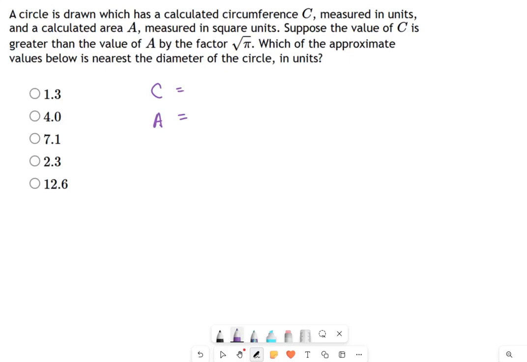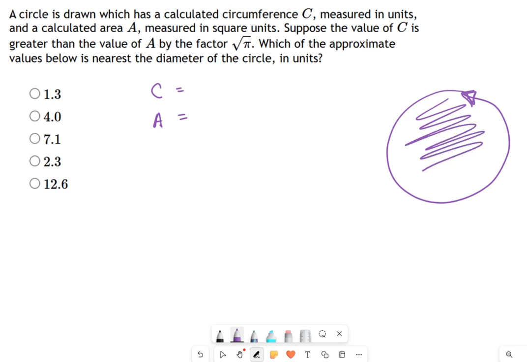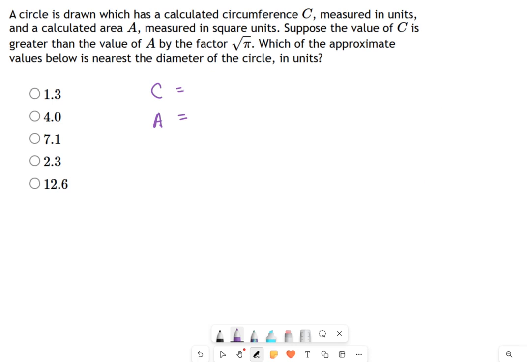A common point of confusion in geometry questions that deal with circles is confusing circumference and area. Circumference is how far around a circle goes. Like if I imagine an arrow like this, how far around is that arrow? That's circumference. Area, on the other hand, is all the area in the middle, shaded in. So that's what this problem is getting at.